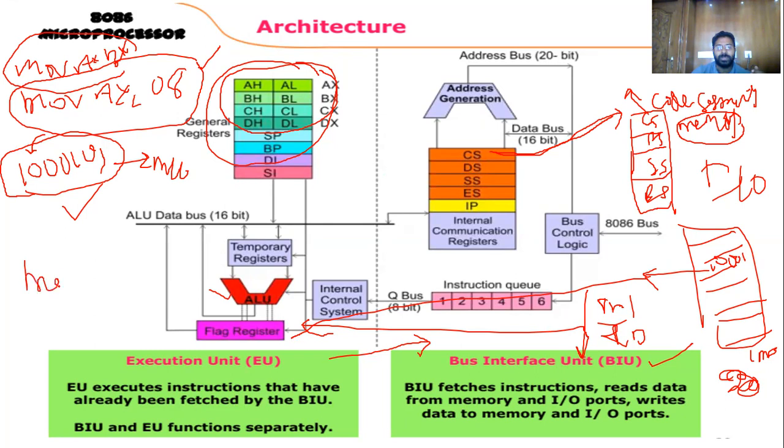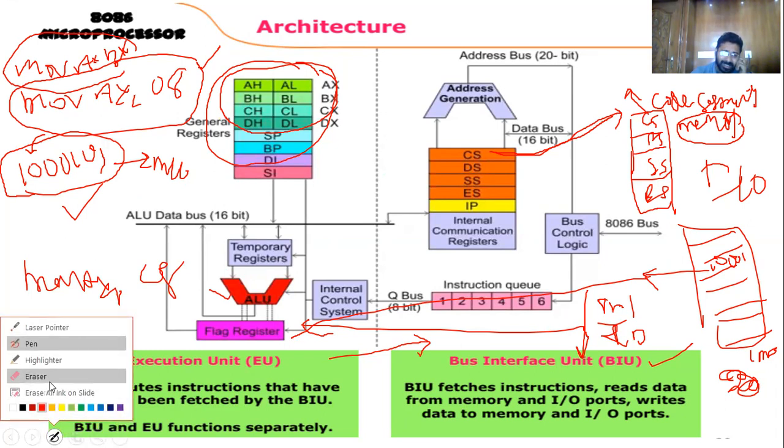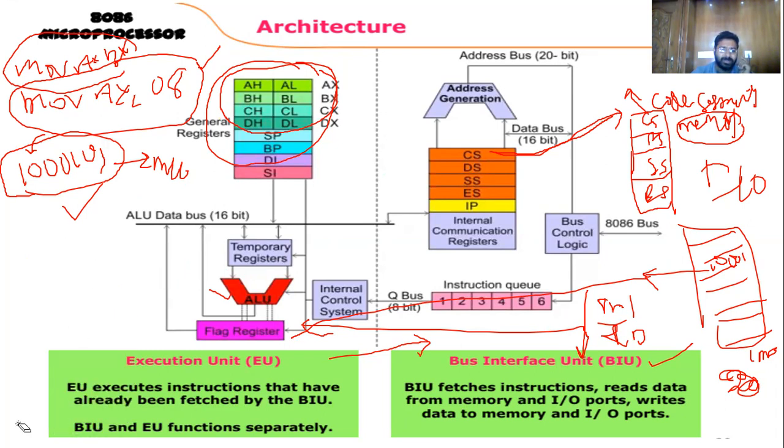Data, for suppose move ax comma 08. So once again, see this instruction is not at all completed. Once the microprocessor knows that it should perform the move instruction, this mnemonic code, then the microprocessor comes to what information is given: move ax comma bx, or ax comma 08 or 09 or 123, whatever it may be.